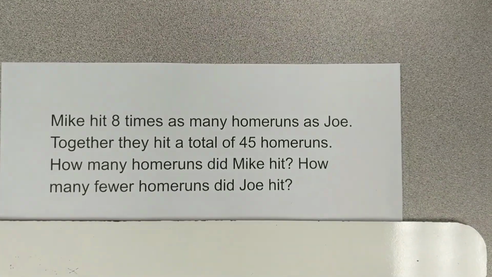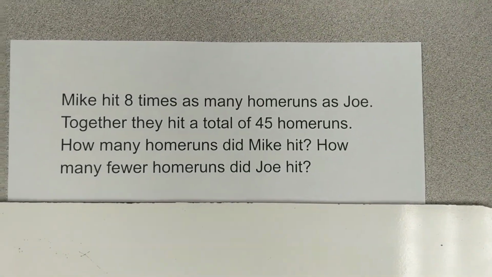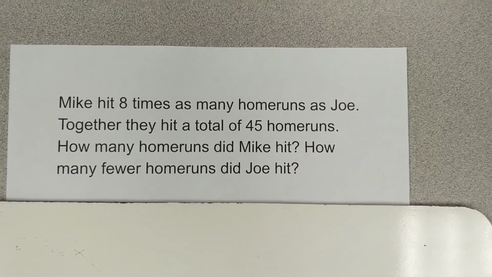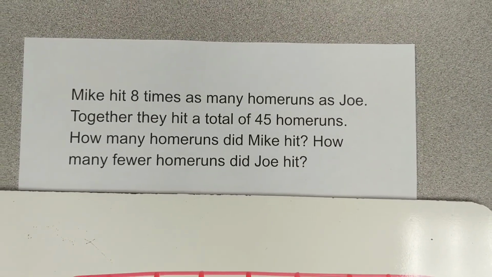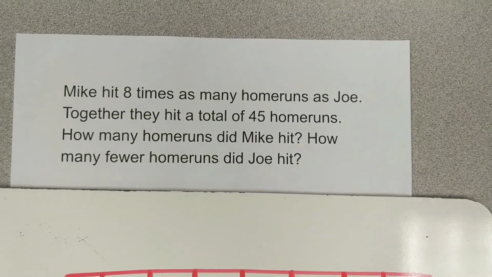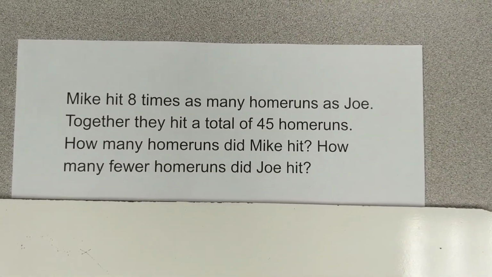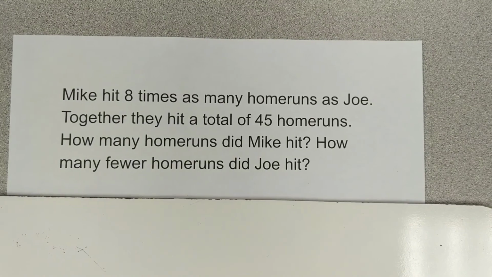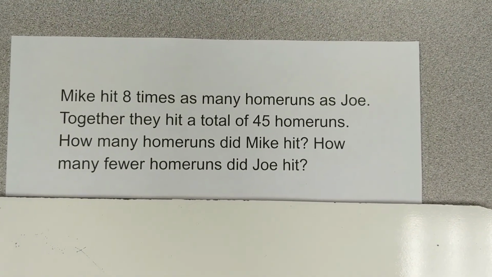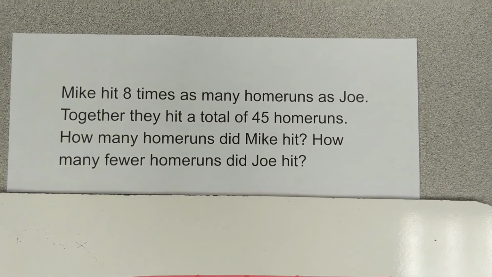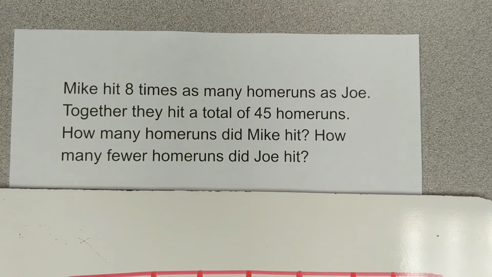Today we're going to look at a multiplicative comparison problem that really stumps students at the beginning until they start to have a better understanding of how to solve these kind of problems. So let's take a look at this one. This problem says Mike hit 8 times as many home runs as Joe. Together, they hit a total of 45 home runs. How many home runs did Mike hit? How many fewer home runs did Joe hit?